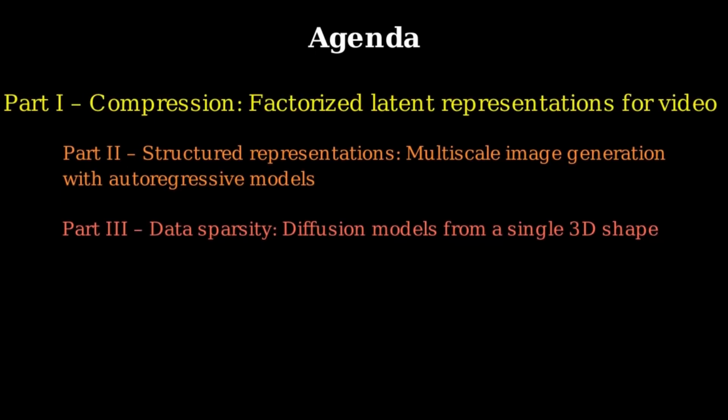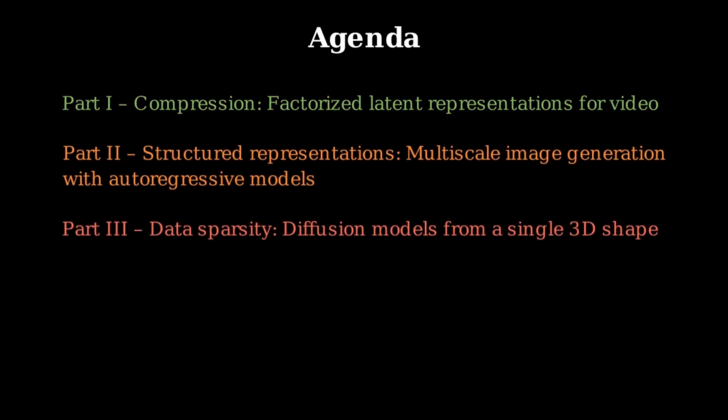We will cover Part I on advanced video compression techniques, Part II exploring multiscale image generation using autoregressive models, and finally Part III on data sparse diffusion from 3D shapes. Let's dive straight into Part I, video tokenization.